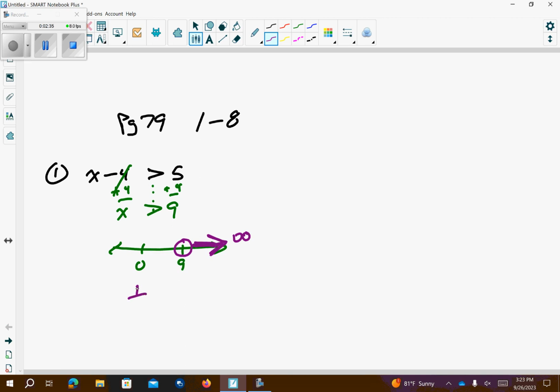Now, in order to write the interval notation, you go from the left to the right. So this starts at 9 and it goes to infinity. Infinity always has a parenthesis. Then we have to look, is this going to be a square bracket or a parenthesis? In this case, because it's an open dot, because we don't have an equal sign, it's also a parenthesis.